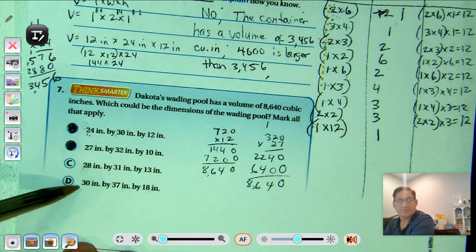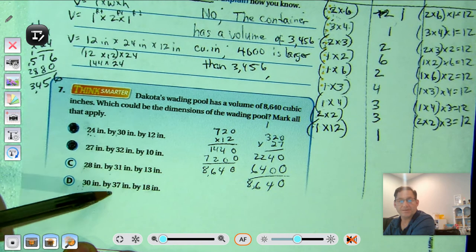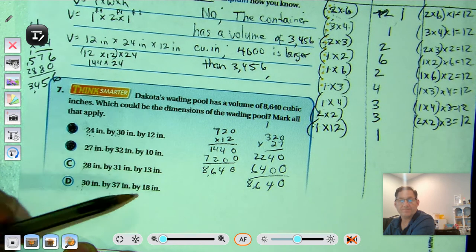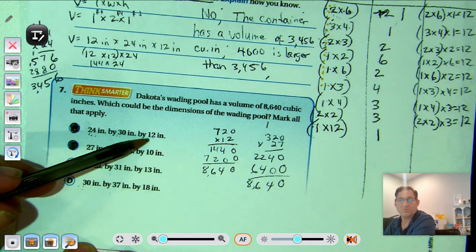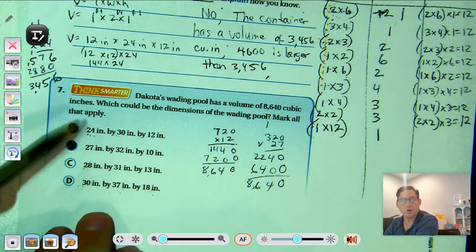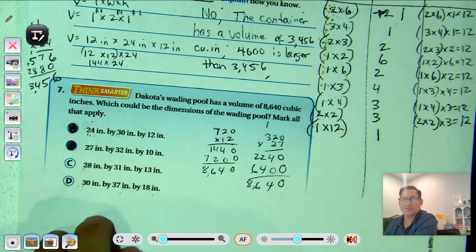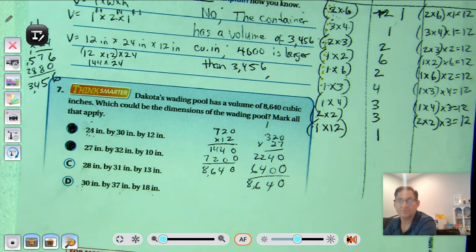All right, now how about this one? Again, 30 inches is longer than 24. 37 is longer than 30. 18 is longer than 12. Again, all three dimensions of this one are larger than this. So it has to be larger than 8,640. So those two are not possible.